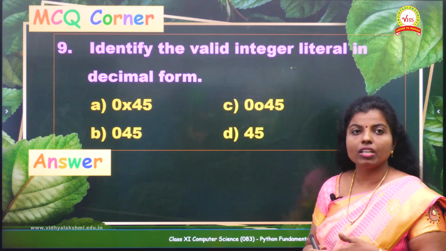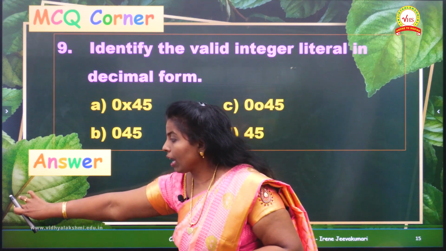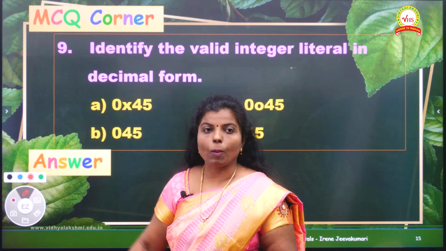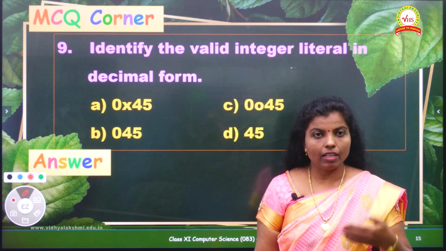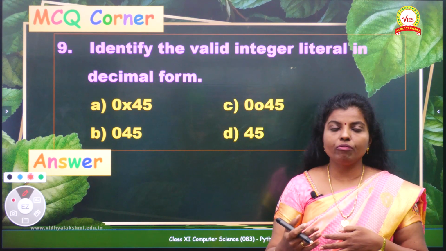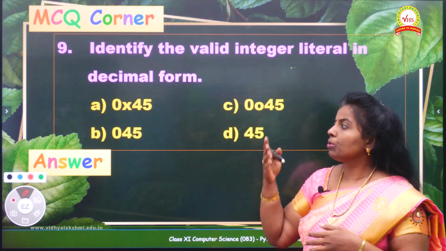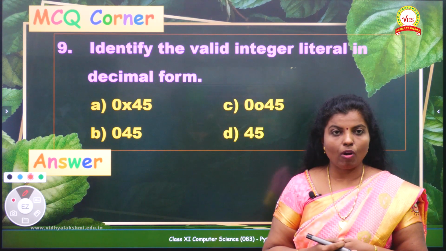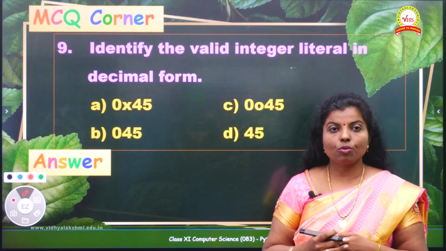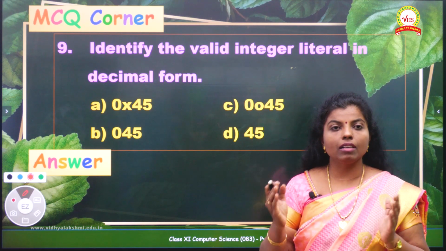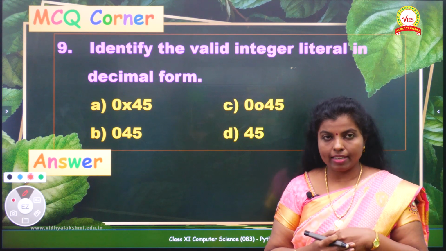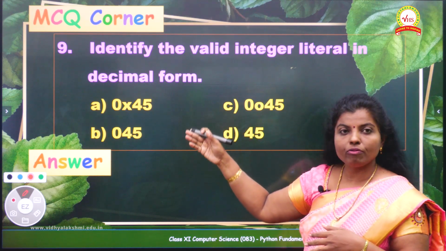Identify the valid integer literal in decimal form. We have to identify among these options which one is the valid integer literal in decimal form. When it comes to Python, it has integer literals. The integer literals can be represented in decimal form, octal form and hexadecimal form. An integer literal in decimal form always begins with a number between 1 and 9. So, if a number begins with a number between 1 and 9, then that number is treated as an integer literal in decimal form. So, let us go through these options.